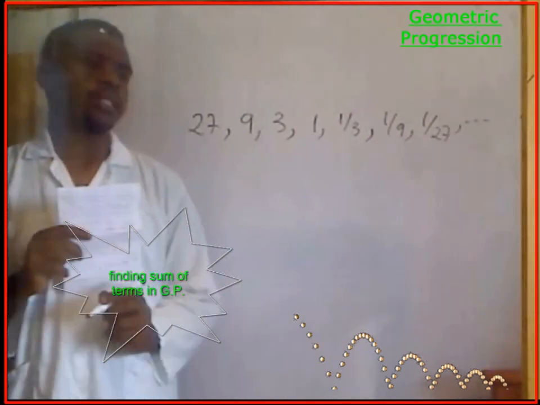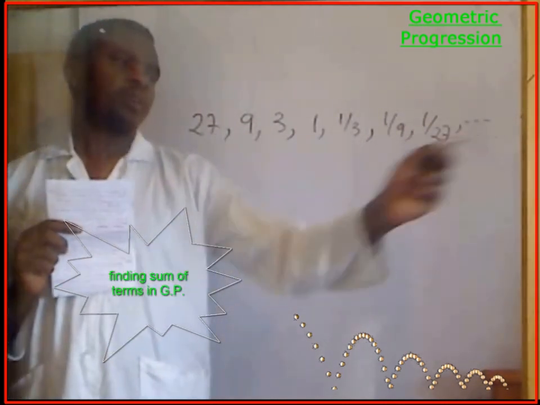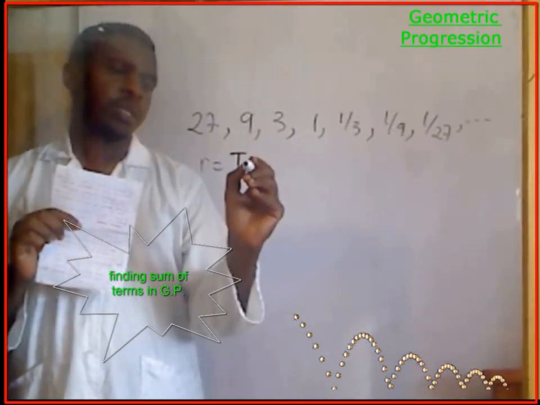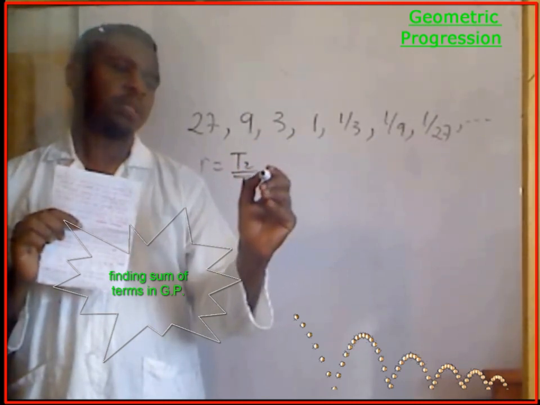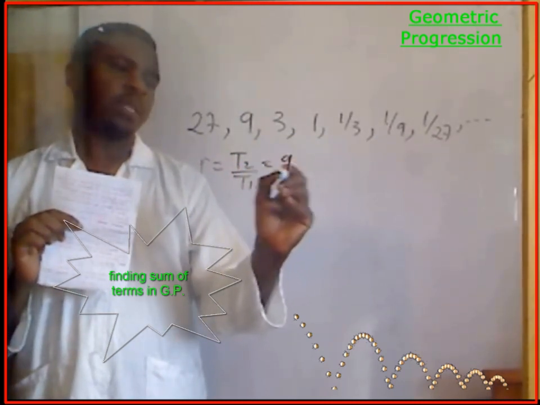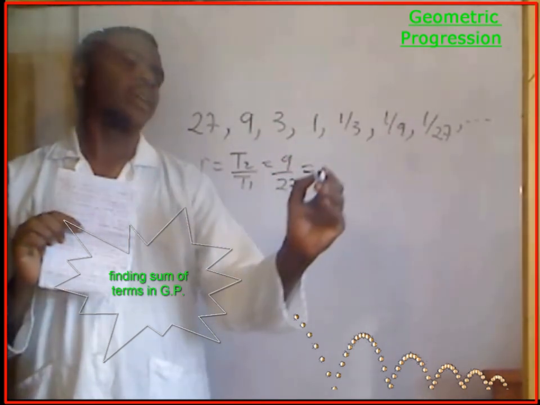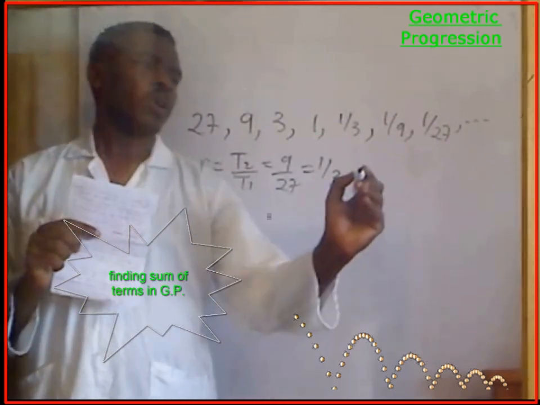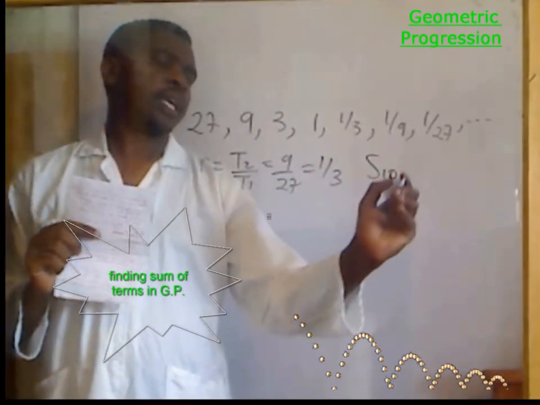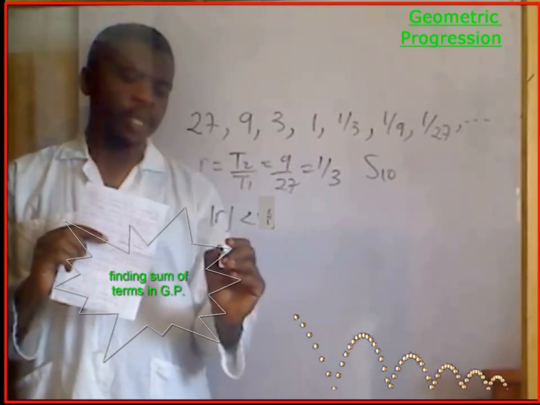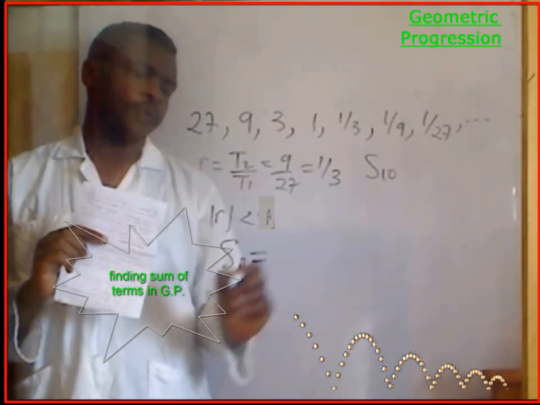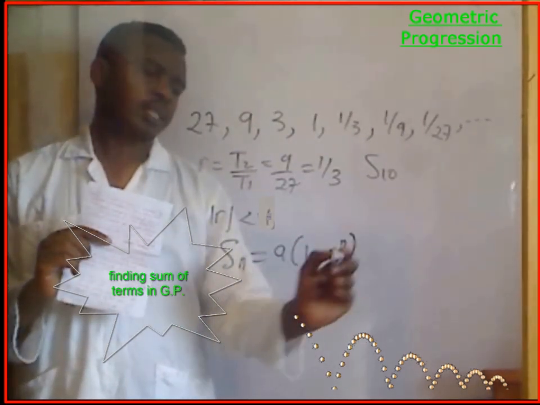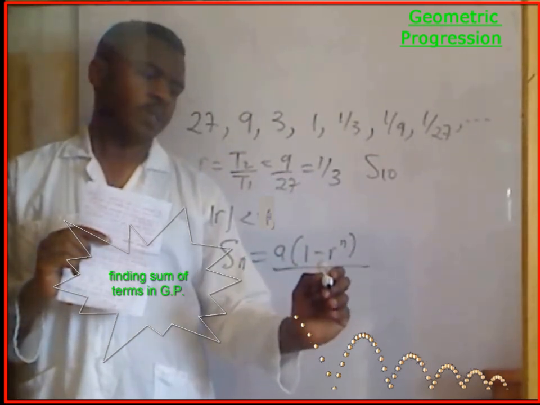Given this sequence here, we find that the values are reducing. Our common ratio r here will be T2 over T1, which is 9 over 27, giving us 1/3. Our r here is 1/3. Let's look for the sum of the first 10 terms. We use the formula: the sum of the first n terms will be a times (1 minus r to the n) all over 1 minus r.